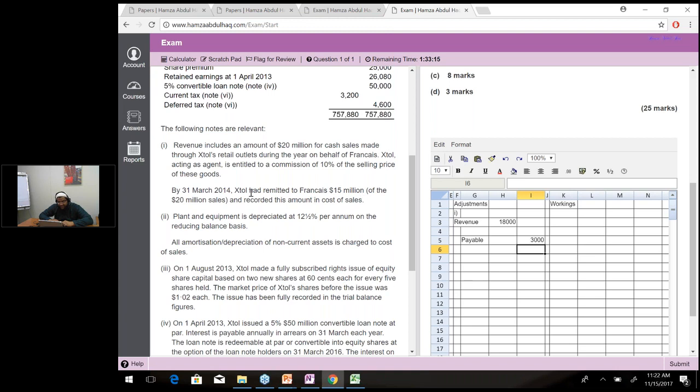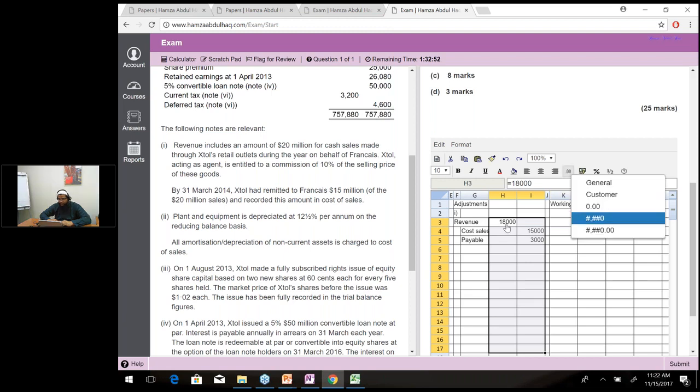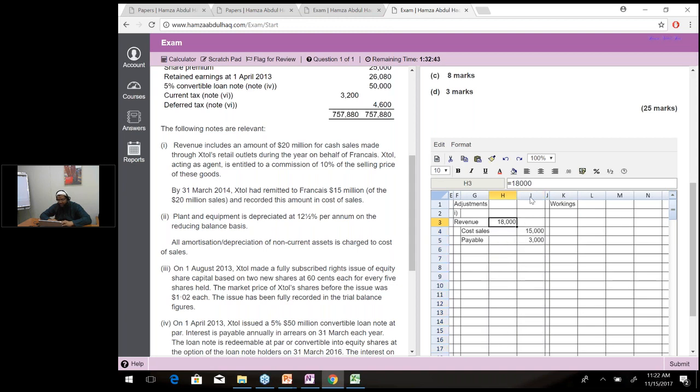And the question further says that Xtol had remitted to Francis $15 million of the 20 million sales and has recorded this amount in the cost of sales. So which means the cost of sales are also overstated by 15 million, which is 15,000, as we are writing all of the entries in the thousands. So this is how we have prepared the entry, the revenue being debit by 18,000, cost of sales being credit by 15,000, and payable being recorded by 3,000.